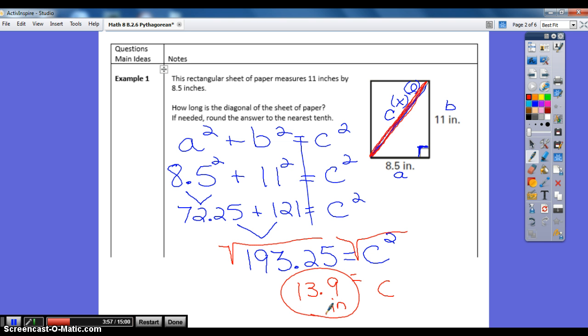So if you had a tape measure and you measured that sheet of paper on your desk, it will be exactly 13.9 inches. How long will it be from here to here? 13.9. They are the same, right?